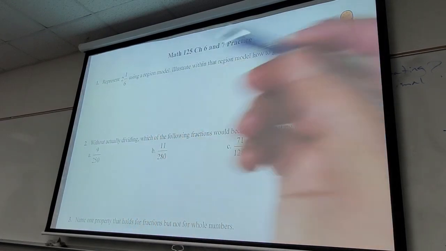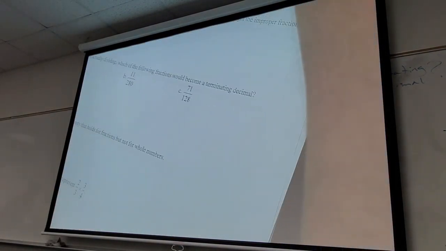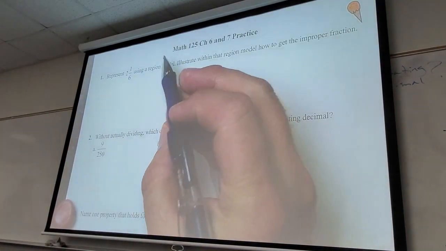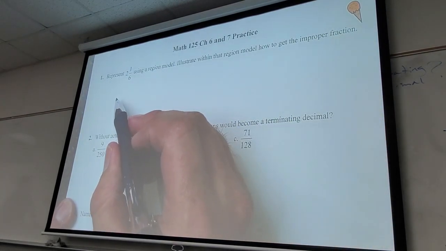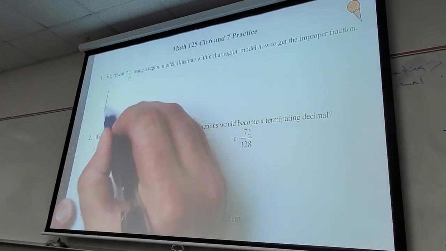Region model, we had just talked about those. I really need overhead projectors. So what do you guys draw for this? I saw several people drawing things. You could draw a circle, or you could draw a rectangle. I like rectangles. They're just a little bit easier to break up.